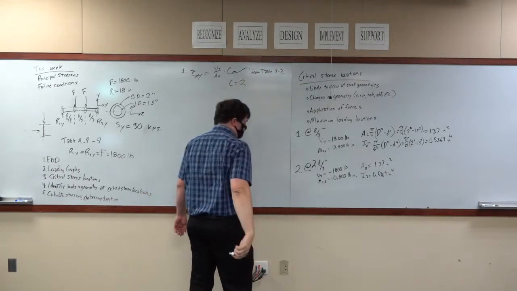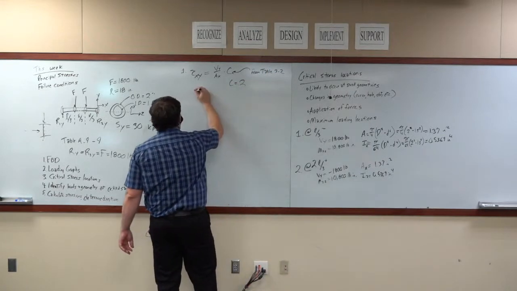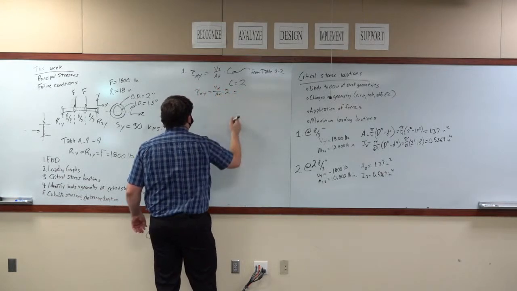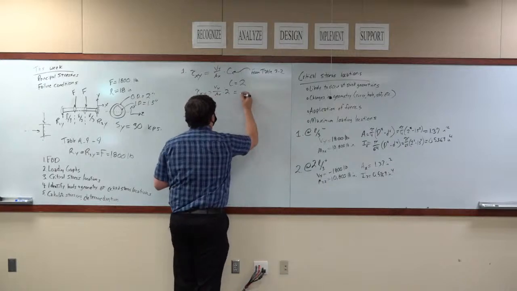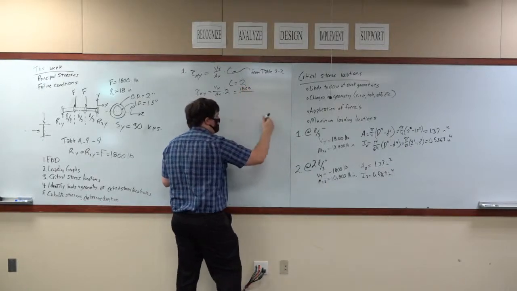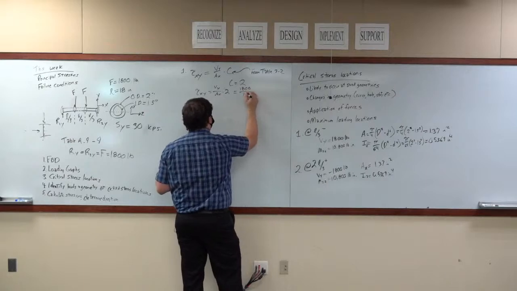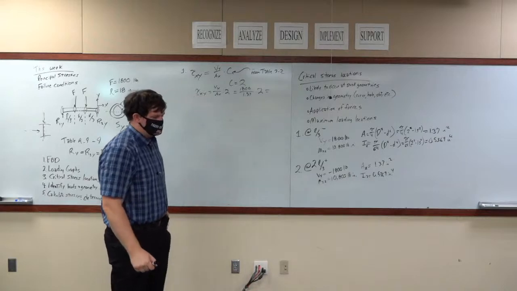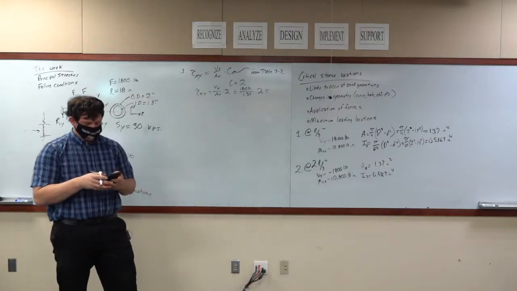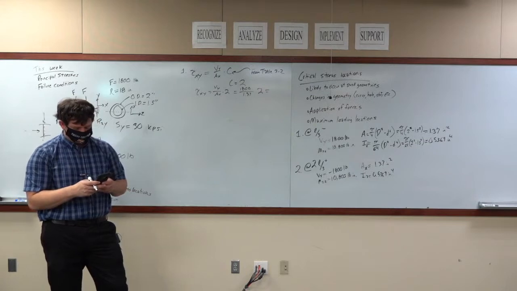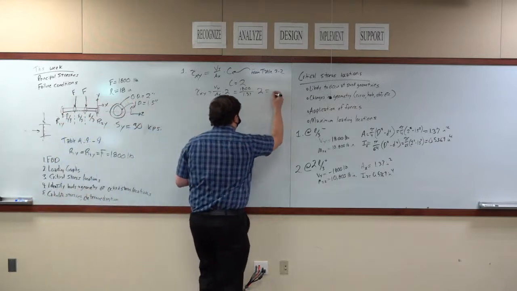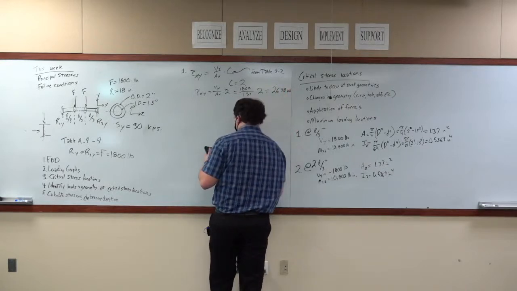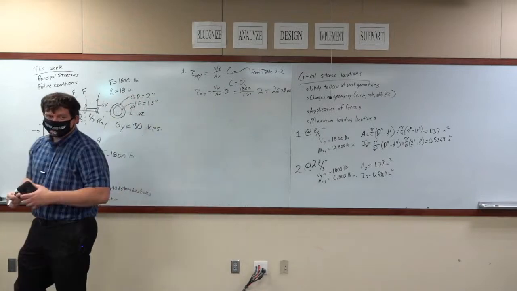C is equal to 2. So that means tau xy is equal to Vy over Ax times C. We know what Vy is, 1800. We know what Ax is, 1.37. And we know what C is, which is 2. Calculate that out. Tau xy is equal to 2628 psi. And bing bing.